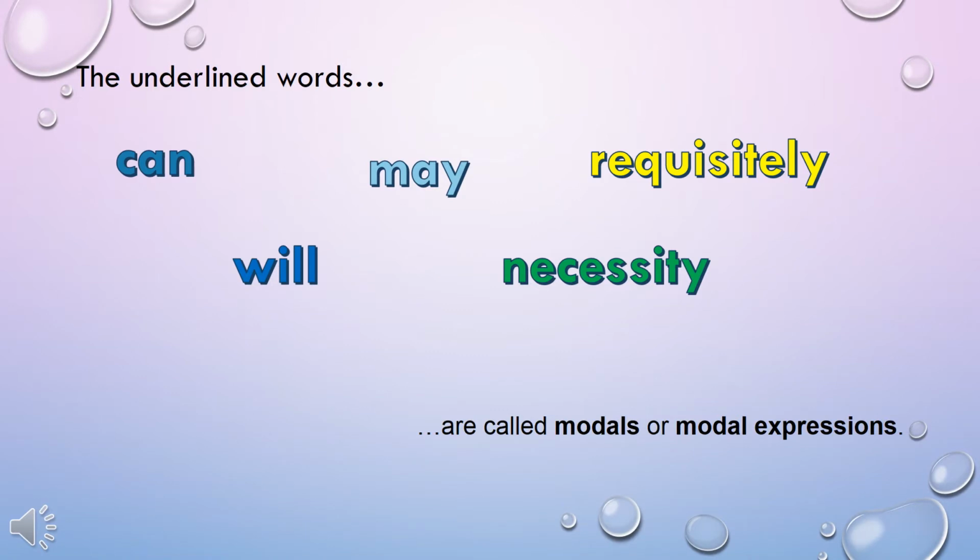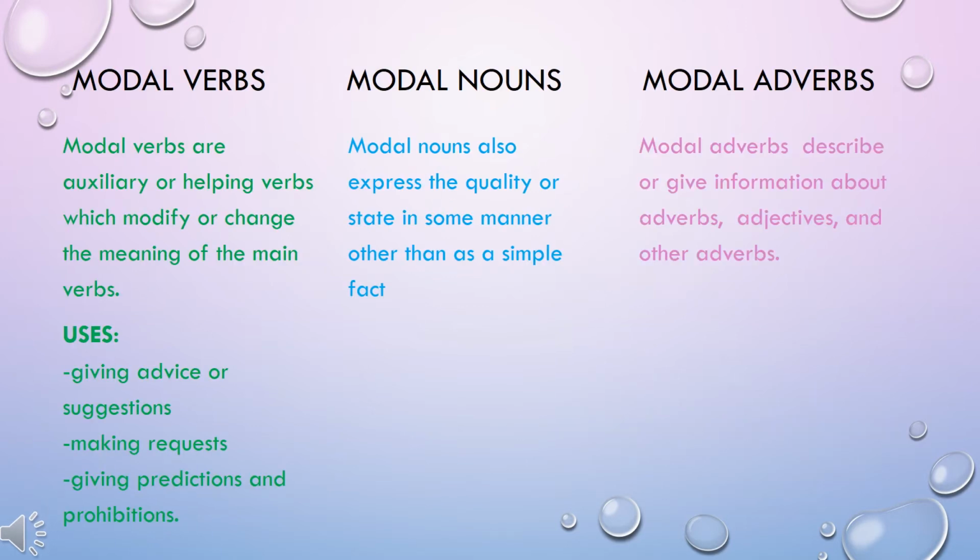Class, to sum it up, these are the underlined words: can, may, requisitely, will, and necessity. These words are called modals or modal expressions. To give an overview of the definitions of modal verbs, modal nouns, and modal adverbs, I have placed them side by side. Modal verbs are auxiliary or helping verbs which modify or change the meaning of the main verbs. Uses: giving advice or suggestions, making requests, giving predictions, and prohibitions. Now, I want you to read modal nouns.